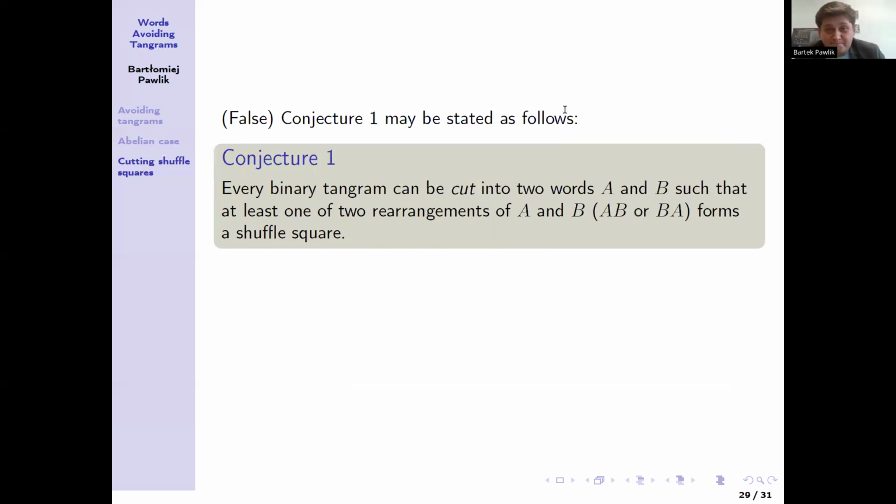But this false conjecture can be stated that way: every binary tangram can be cut into two words A and B such that at least one of two rearrangements of A and B forms a shuffle square. Yes, this 0, 1, 1, 0, 0, 0 is not a shuffle square, but we do this one cut in the middle and we put the prefix at the end, and we get the shuffle square.